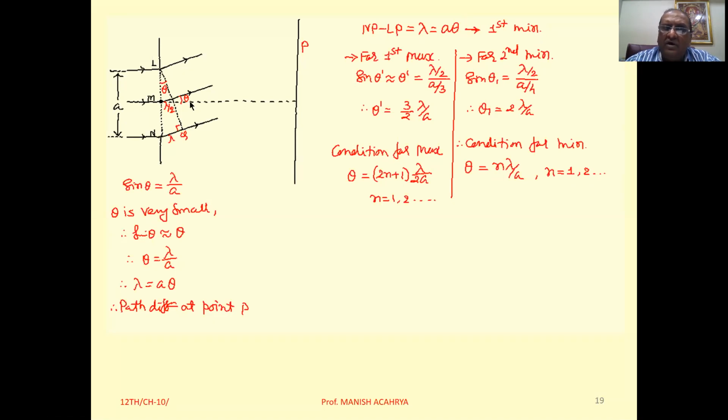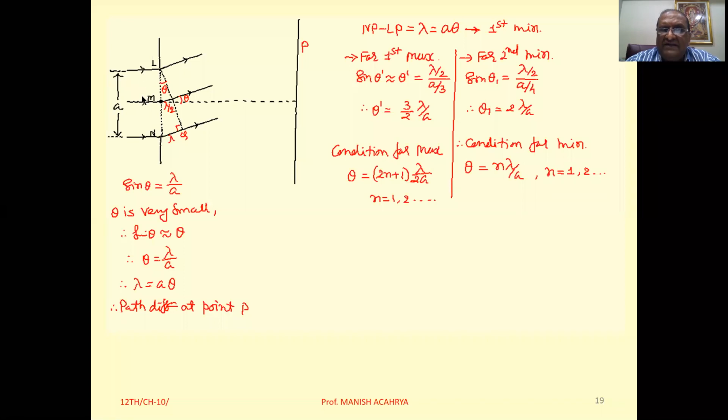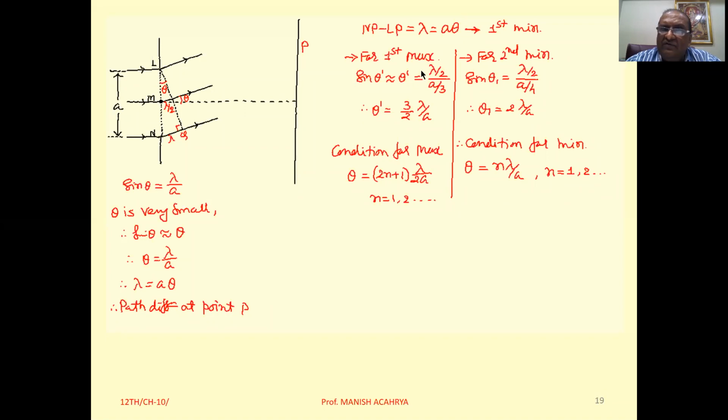Okay, or you can simply write it like this also. Sin theta, if you take this particular side, then sin theta is the opposite side, lambda by 2, and this one is now the hypotenuse, that is half part of the slit, so divided by A by 2. So again you will get the same thing. Okay, so theta is lambda by A here. Clear to all of you?